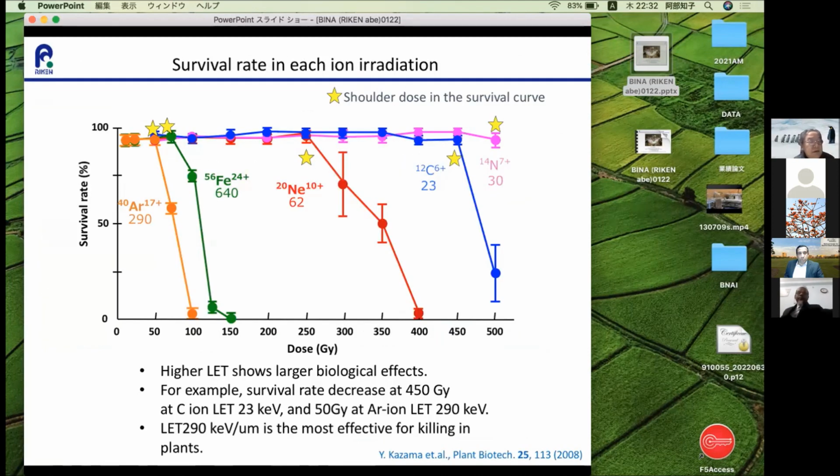Here I show the survival curve for each LET irradiation. The dose before the sudden decrease in survival rate was used as the shoulder dose in the survival curve. We show the stars. Higher LET shows larger biological effect. For example, survival rate decreases at 450 gray with carbon ion at LET 30 and at 50 gray with argon ion at LET 290.